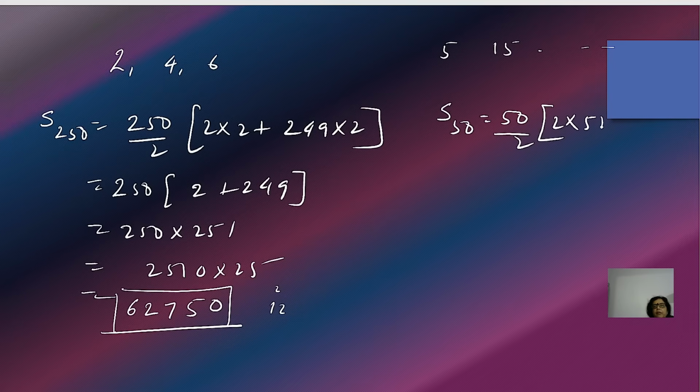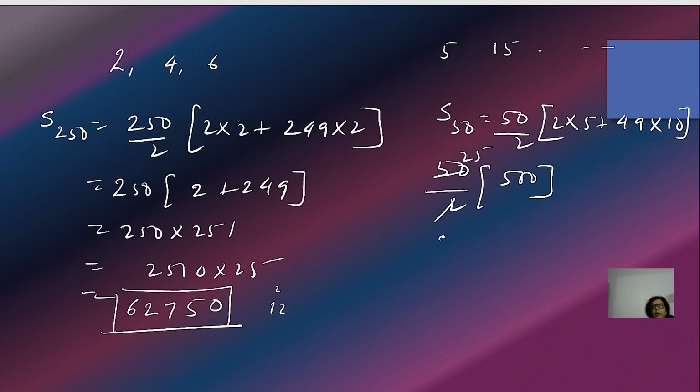And the sum of 50 terms over here, S50, will be equal to 50 by 2, 2 into 5 plus 49 into 10. So this becomes 50 by 2 into 10 plus 490, that is 500. So this becomes 25 into 500. That will give you 12500.